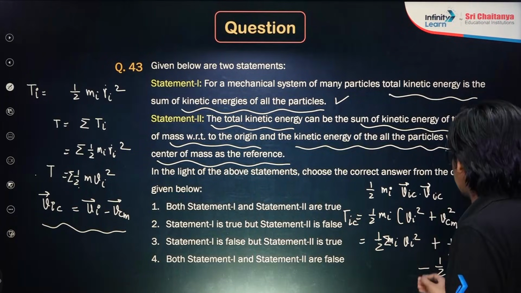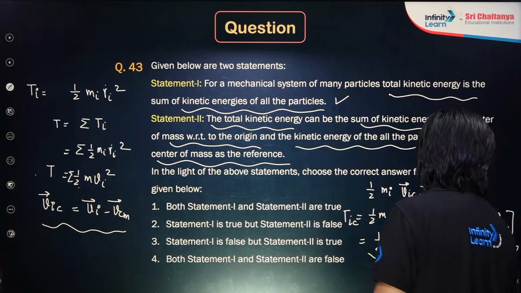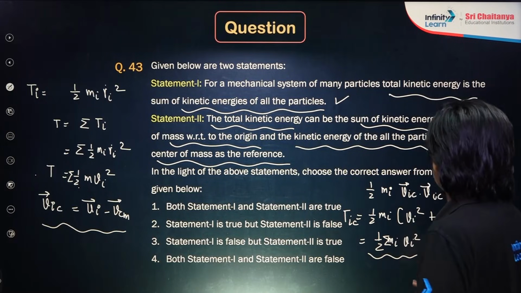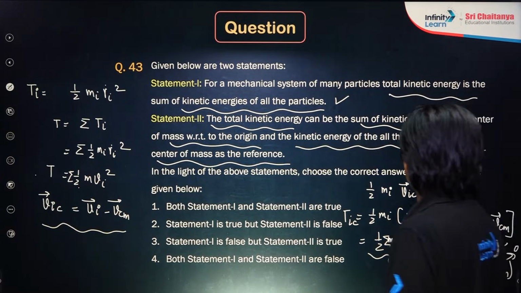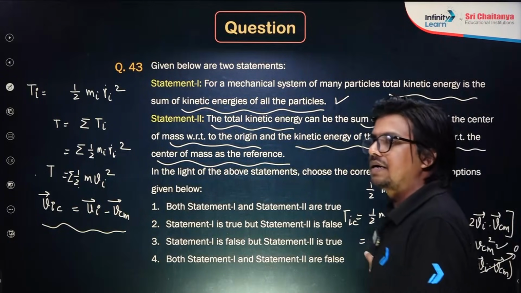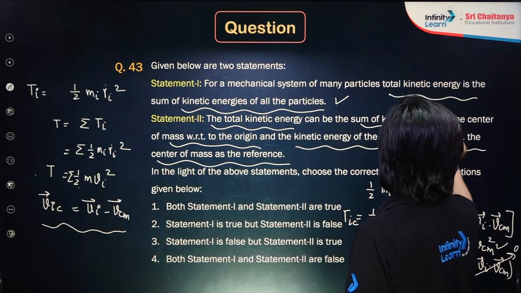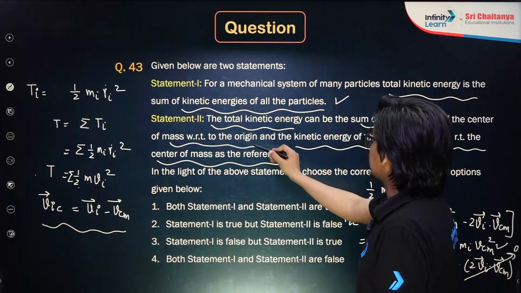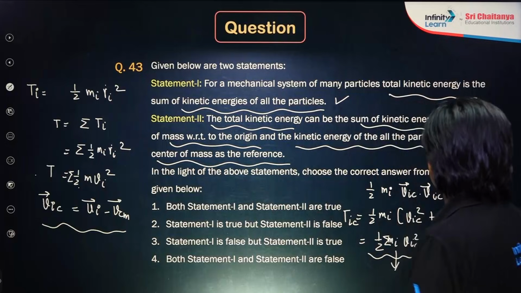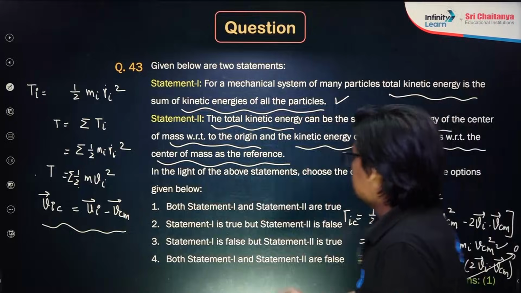This term is 0. Now the total kinetic energy is just the sum of kinetic energy of all the particles with respect to center of mass plus the kinetic energy of the center of mass. That you are going to get. So this is kinetic energy of all the particles with respect to center of mass itself. So the total kinetic energy can be written as the sum of kinetic energy of the center of mass with respect to origin and the kinetic energy of the particles with respect to the origin. So both terms are there. So both the statements are actually true. So the correct option here is the first one.